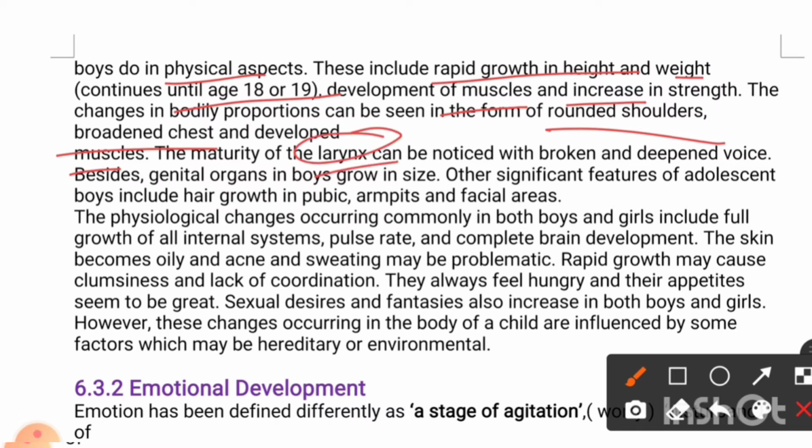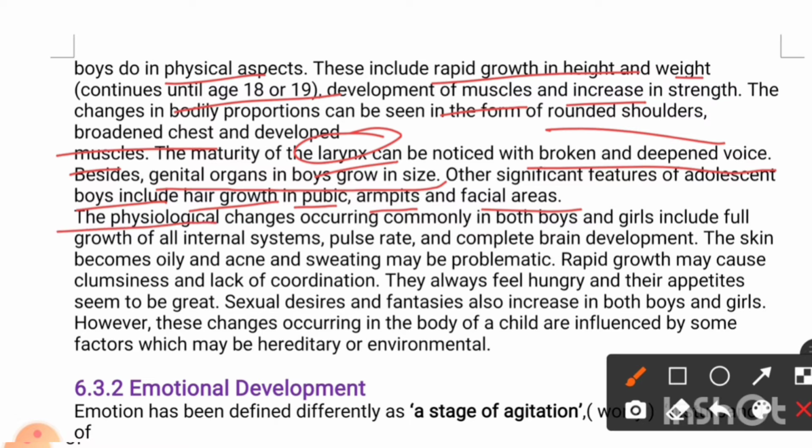Now what is this larynx? It's the voice box. It can be noticed with a broken and deepened voice. There is a change in the voice also. Besides this, the genital organs in the boys grow in size. Other significant features of adolescent boys include hair growth in pubic, armpit, and facial areas.